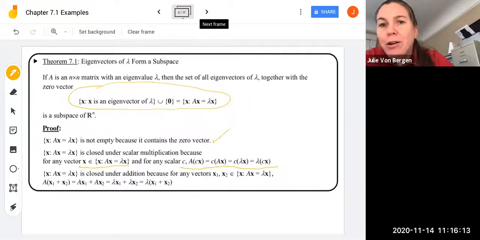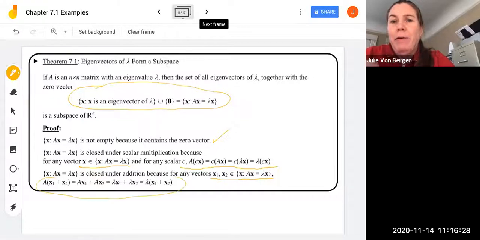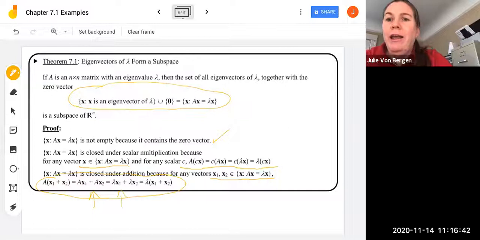And then our third thing to show is closed under addition. So we know that the set of x's where Ax equals lambda x is closed under addition, because for any vectors x1 and x2 where Ax equals lambda x, we can write A multiplied by x1 plus x2, and by distributive properties of matrix multiplication, we know that's Ax1 plus Ax2. Then we know Ax1 is just lambda x1 and Ax2 is just lambda x2, and we can factor the lambda out to get lambda multiplied by the vector x1 plus x2. So we have shown that the eigenvectors form a subspace.